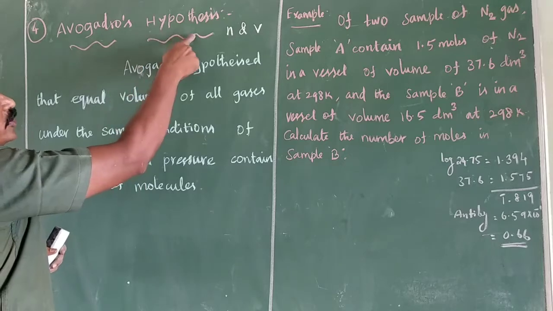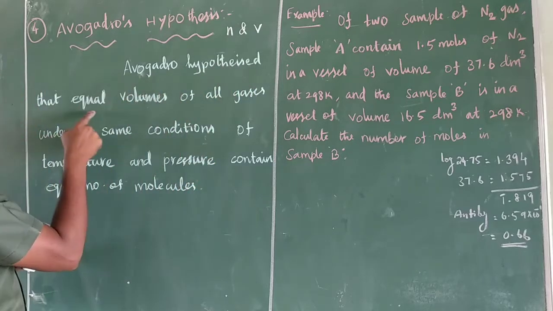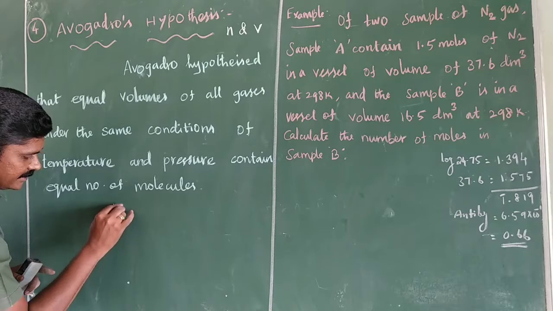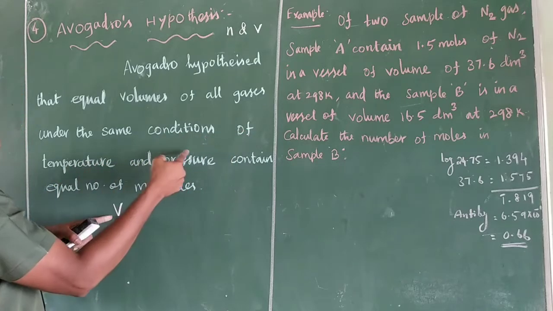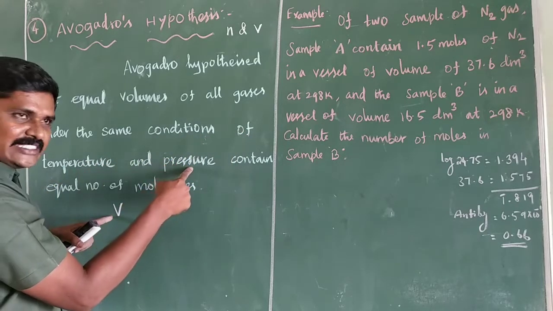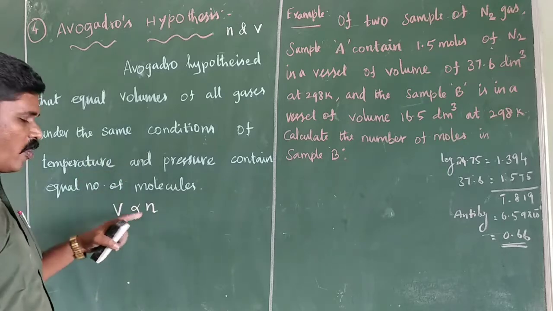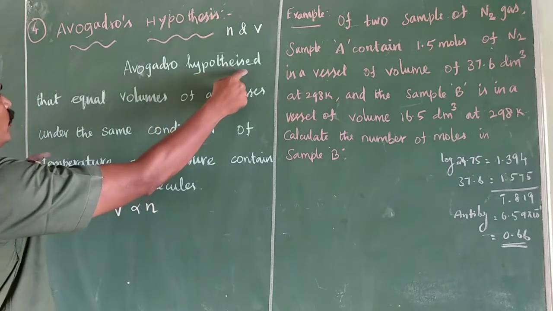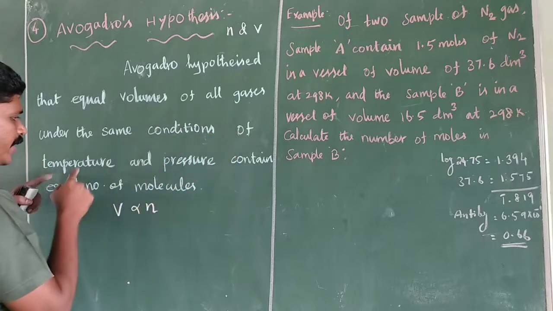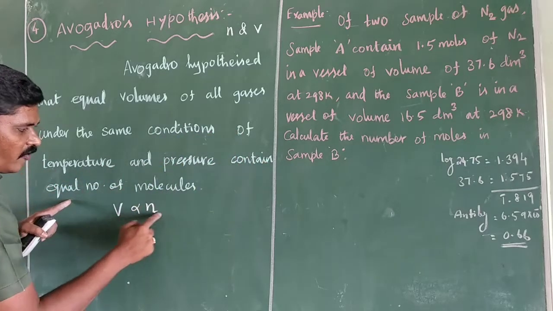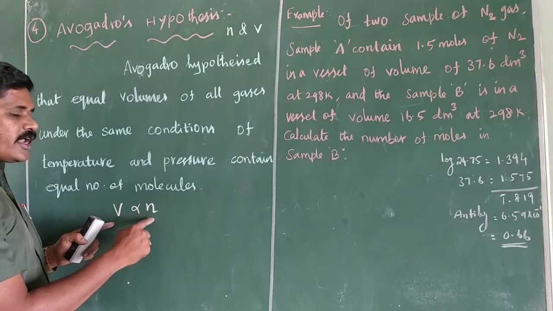The Avogadro hypothesis relates number of moles and volume. The Avogadro hypothesis states that equal volumes of all gases under the same conditions of temperature and pressure contain an equal number of moles. So V is directly proportional to n, the volume is directly proportional to the number of moles.